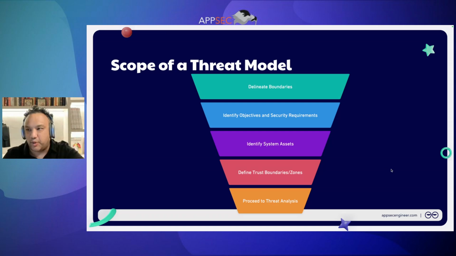So these are some of my pro tips for you to scope things out: how to identify the scope, and how to define security objectives. These are some of my tips.